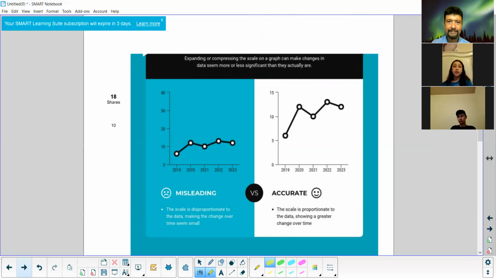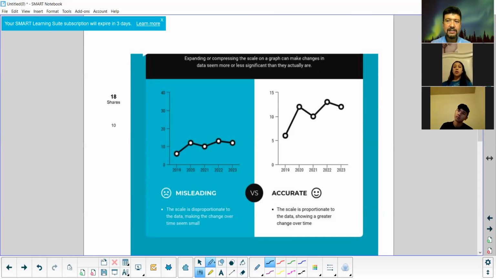Expanding or compressing the scale on a graph can make changes in data seem more or less significant than they actually are. Okay, good. So go ahead and read where it says misleading. Misleading. The scale is disproportionate to the data, making the change over time seem small. Now read over. Accurate. The scale is proportionate to the data, showing a greater change over time. Yeah. So you notice how one of them seems insignificant while the other one does seem like there's more things happening?